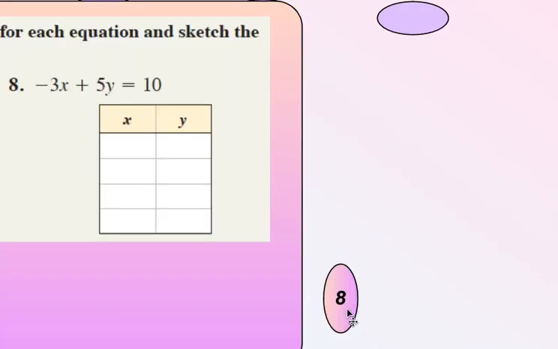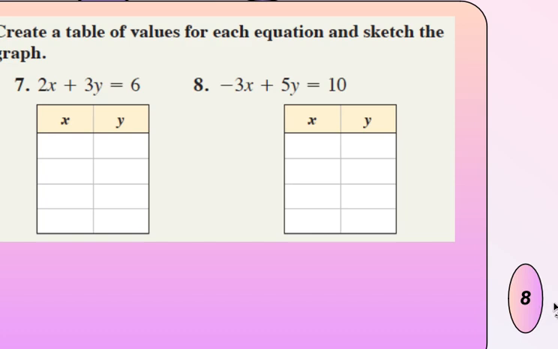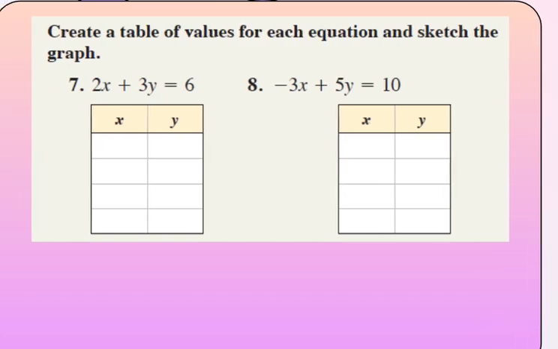Stuff that's fairly similar to what we've seen in the past. So we're going to create a table of values again. This time I'm not giving you the x values. So how do we figure out which x values you want to pick?